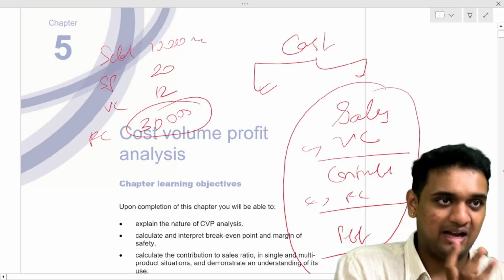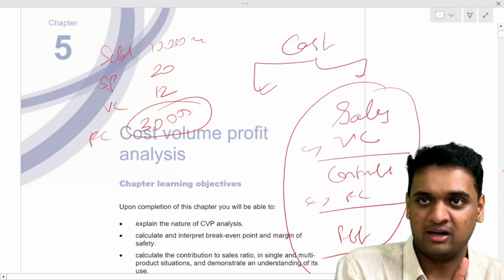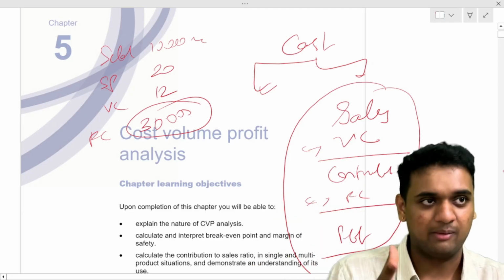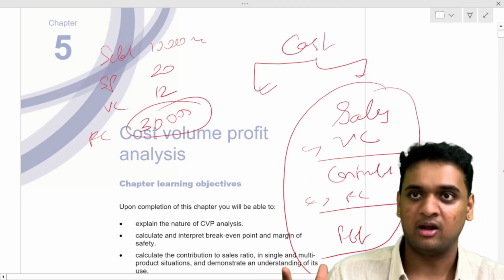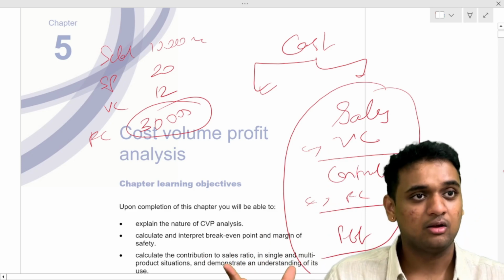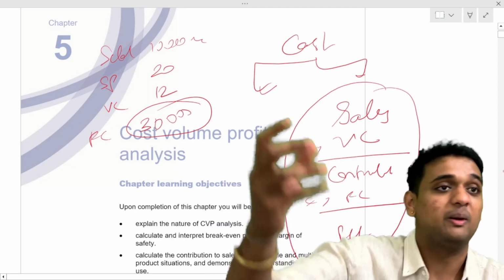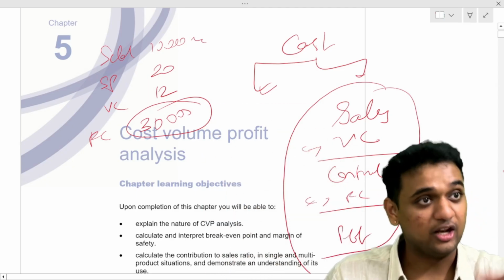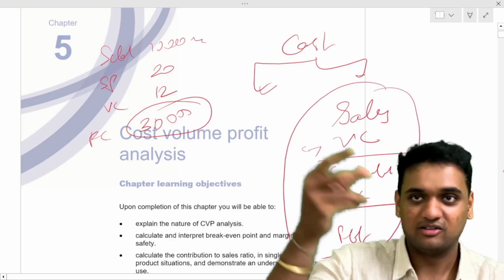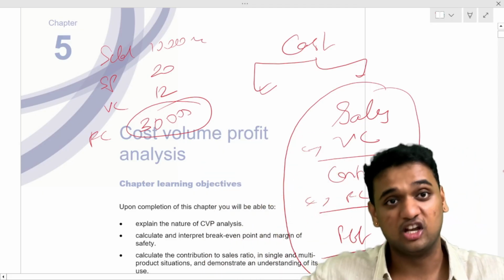With 10 plus 10, 20. With this, can I pay my rent? One more unit I sold. Can I pay my rent? One more. Can I pay my rent? How many units did I sell? 5 units. Like that, how many units do I have to sell in order to pay my rent? I have to sell 10 units.